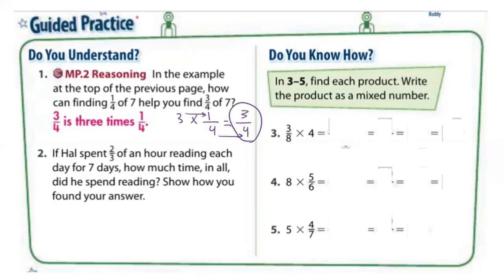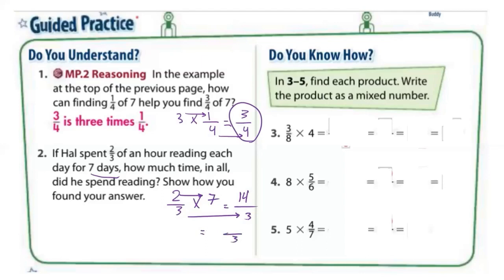Number 2. Walid spends 2 over 3 of an hour reading each day for 7 days. How much time in all did he spend reading? Show how you found your answer. Okay, 2 over 3 multiplied by 7. What can I do? You can drop this 3 as it is and multiply 2 by 7 to get 14. So we get 14 over 3 as an improper fraction, and we need to transform it into a mixed number.